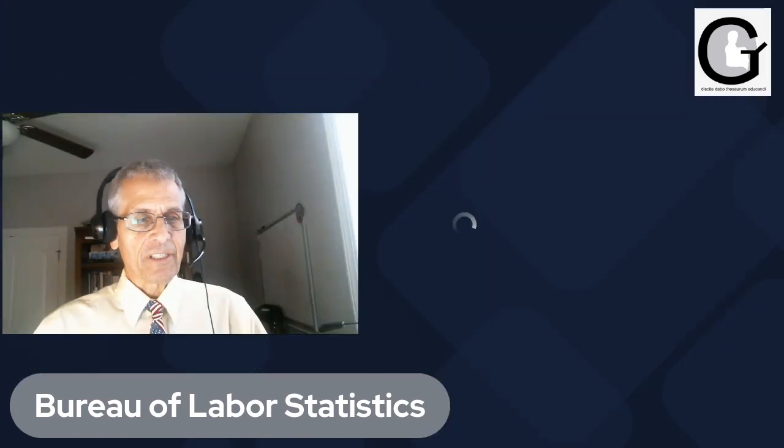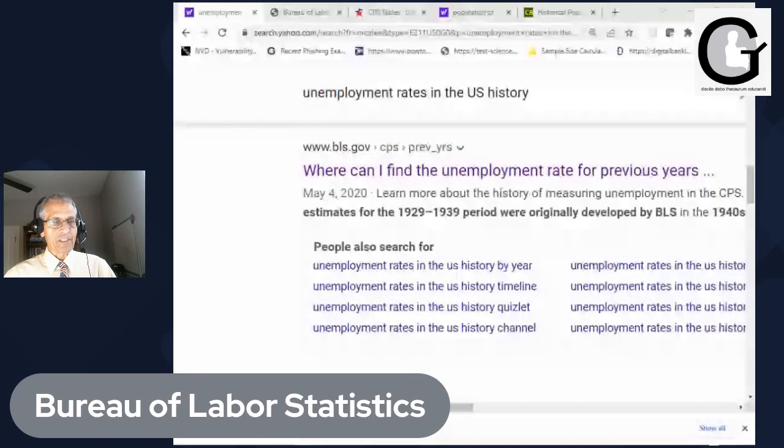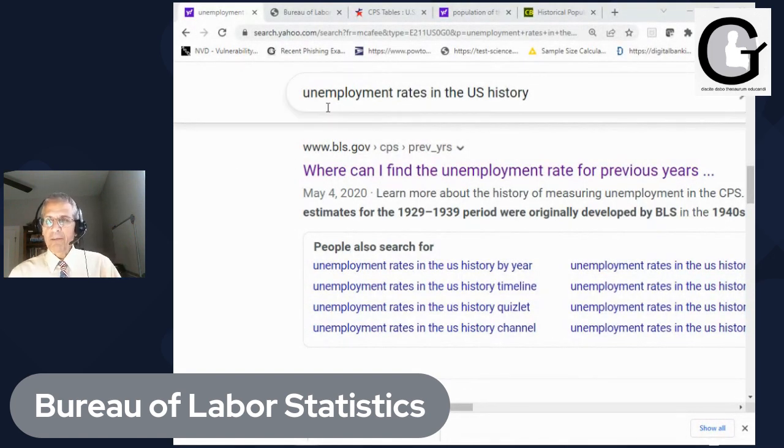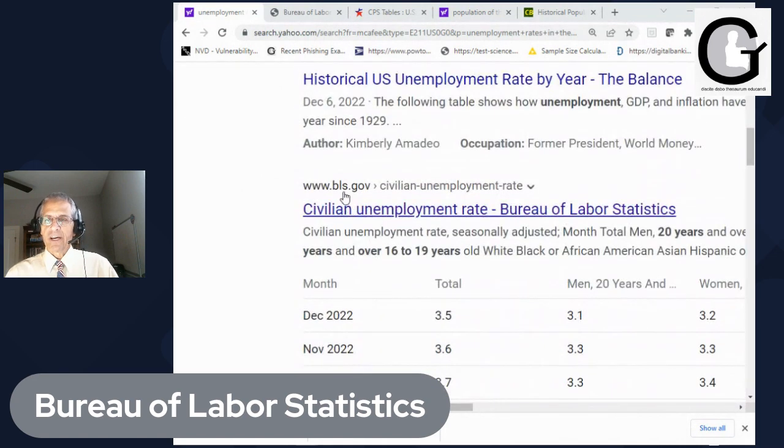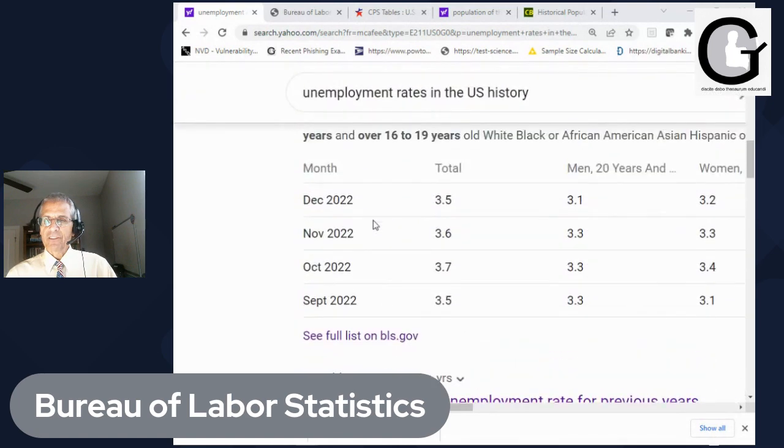So what I did was I went down to the Bureau of Labor Statistics, and let me just show you what I did from the screen perspective, so that you guys can take a look at this whole thing. I put in unemployment rates in U.S. history, and you're going to get all kinds of different results. Bureau of Labor Statistics.gov. So here are the different ones, right?